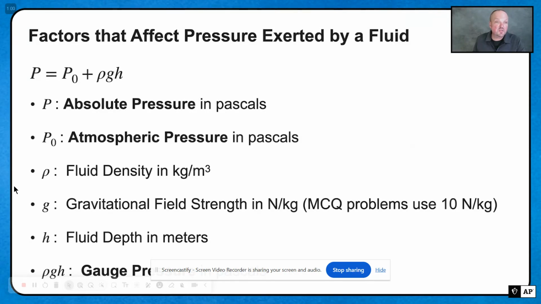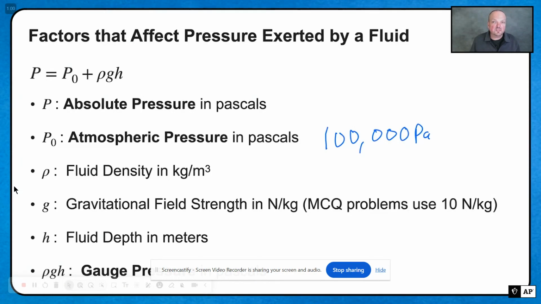Pressure is equal to P naught plus rho g h. P is my absolute pressure. That's my total pressure. In that previous example, it would be the air pressure, the atmospheric pressure, plus the liquid, the water, whatever density I changed it to. That's that P naught, atmospheric pressure. Remember, we're going to say that is 100,000 pascals, and that's on your constant sheet.